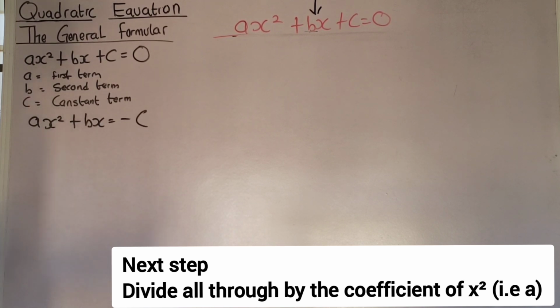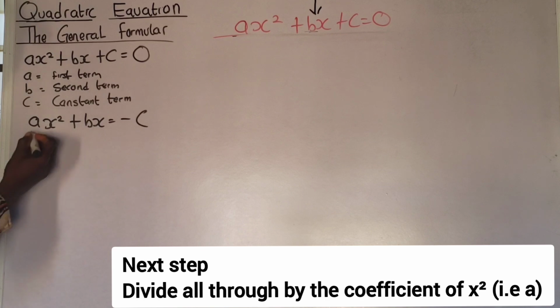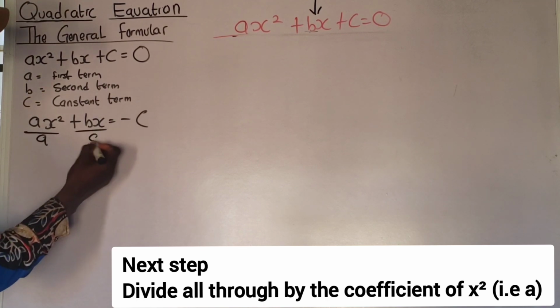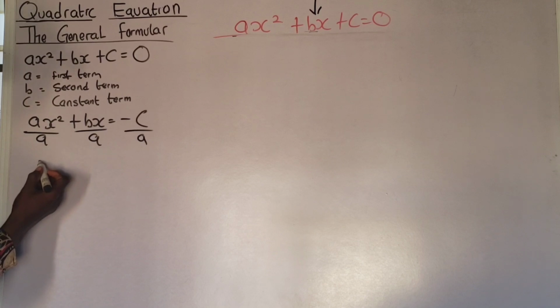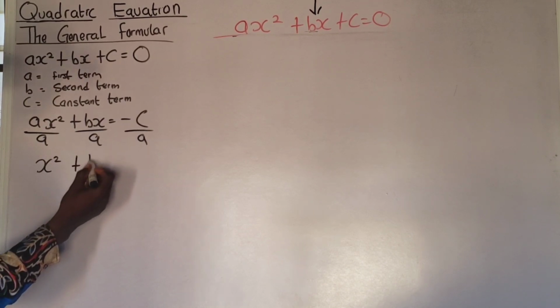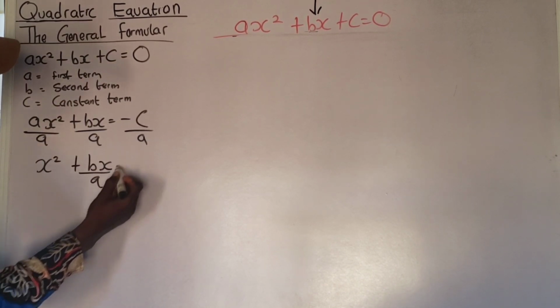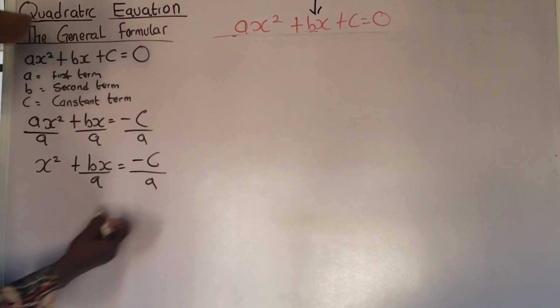The coefficient of x squared is what? a. So I'm going to divide all through by a. This over a, this over a, and this over a. Do you understand? So the quadratic equation becomes like this: x squared plus bx all over a equals negative c all over a. You understand?